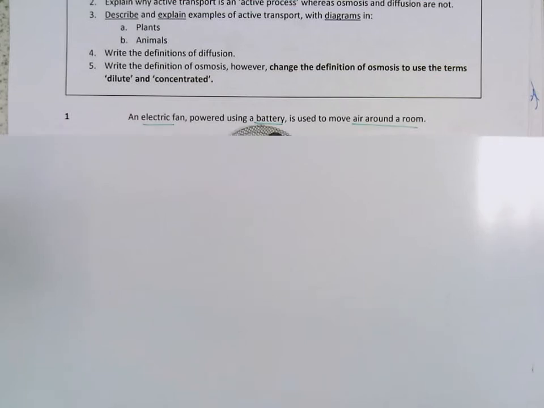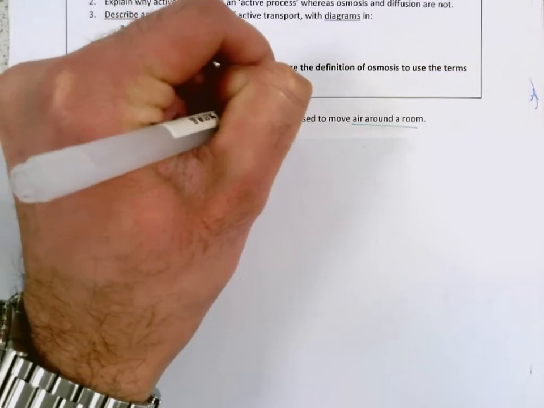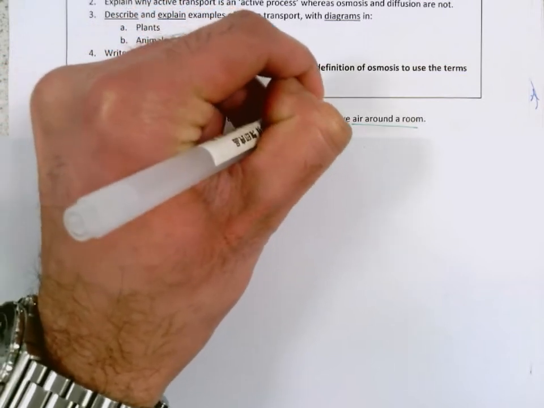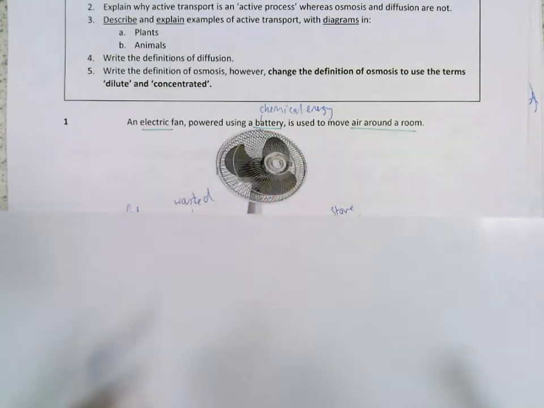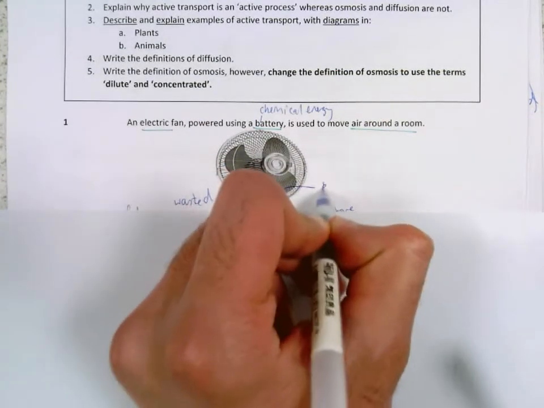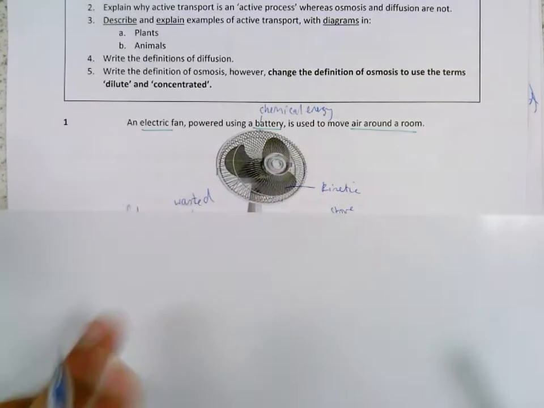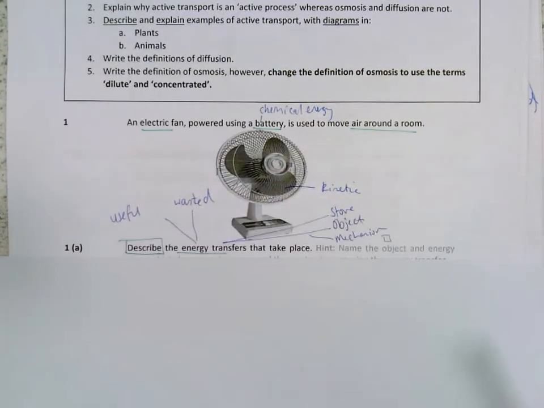Question 1. An electric fan powered using a battery is used to move air around a room. Straight away when I see battery I should be thinking chemical energy store, and I should be thinking fan blades moving, kinetic energy store rather. The question is to describe the energy transfers that take place.